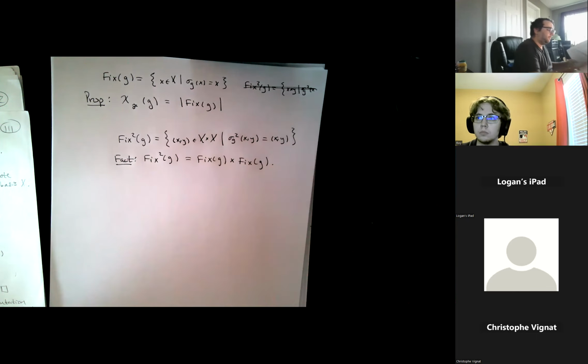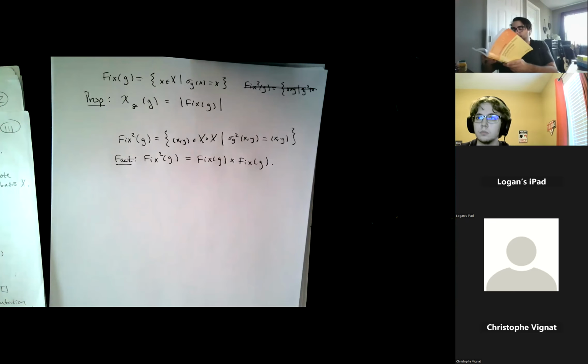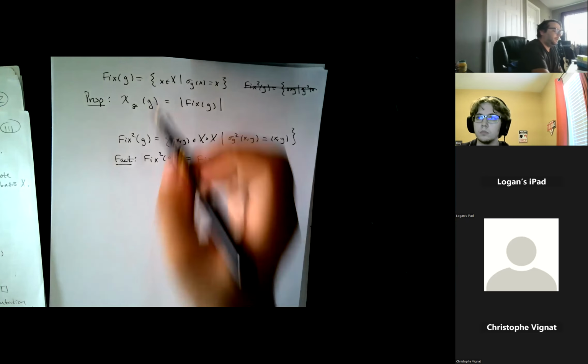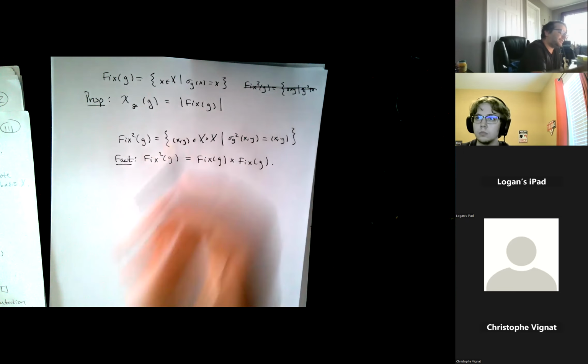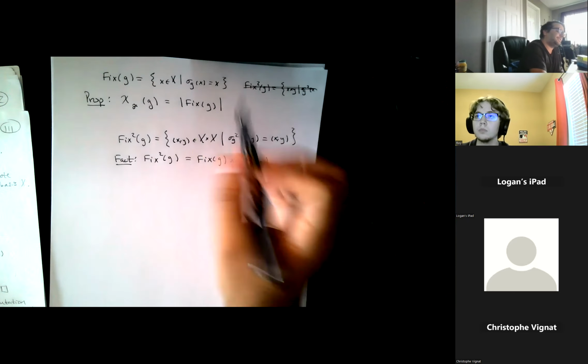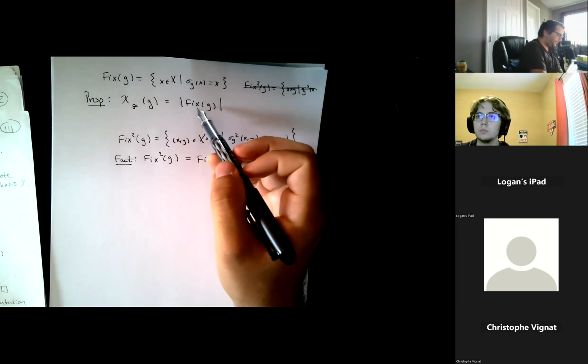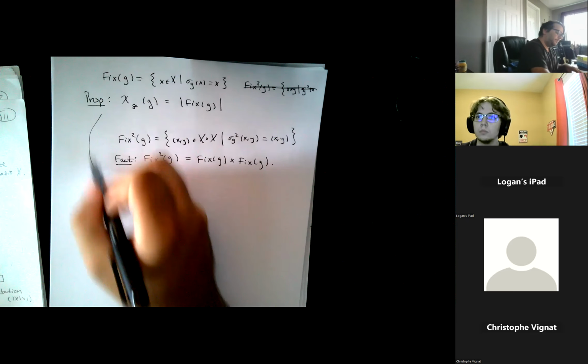So we have a proposition now. We want to know something about the character of this permutation representation, because the character carries all the information about the representation. It turns out that this is exactly equal to the cardinality of this set fix G. Okay, so here's the proof.